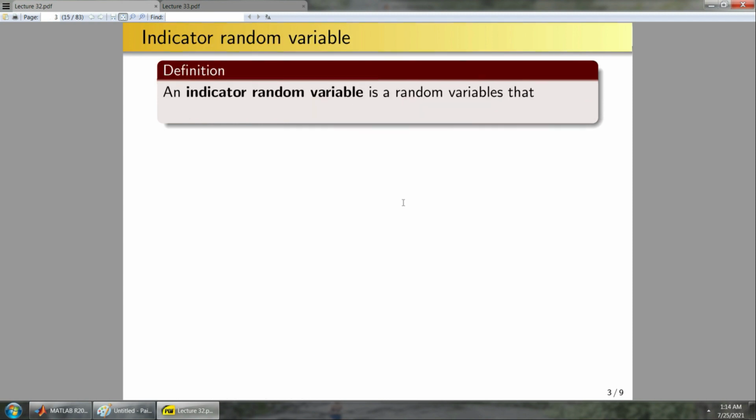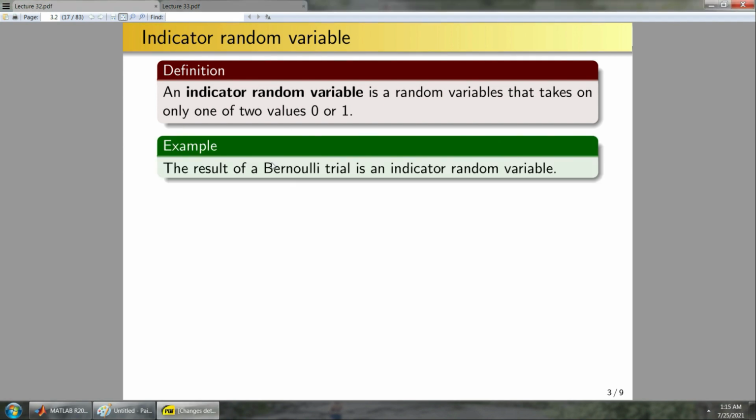Okay, one new thing we need to introduce, indicator random variables. An indicator random variable is a random variable that takes on one of two values, 0 or 1. So a classic example of indicator random variables is the result of a Bernoulli trial. This will always be an indicator random variable. You either pass or you don't. So these appear all over the place, and in some problems you can introduce an indicator random variable where you didn't initially start with one. For instance, in the next lecture, I will introduce indicator random variables there.